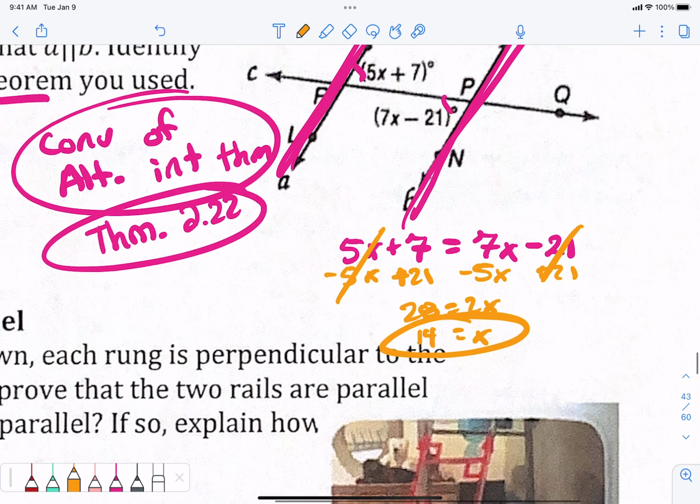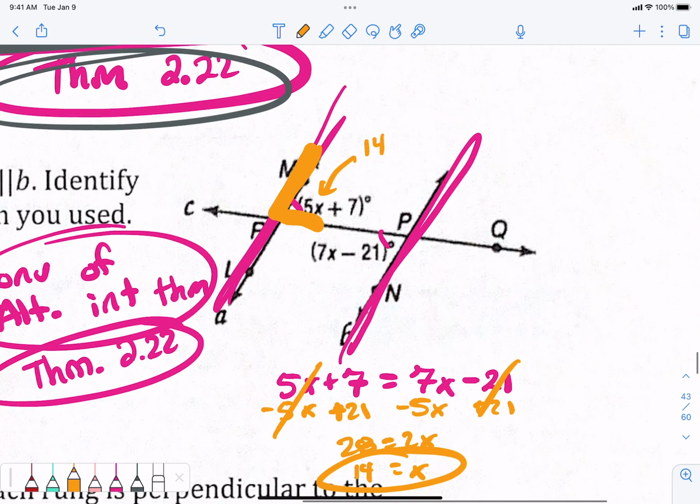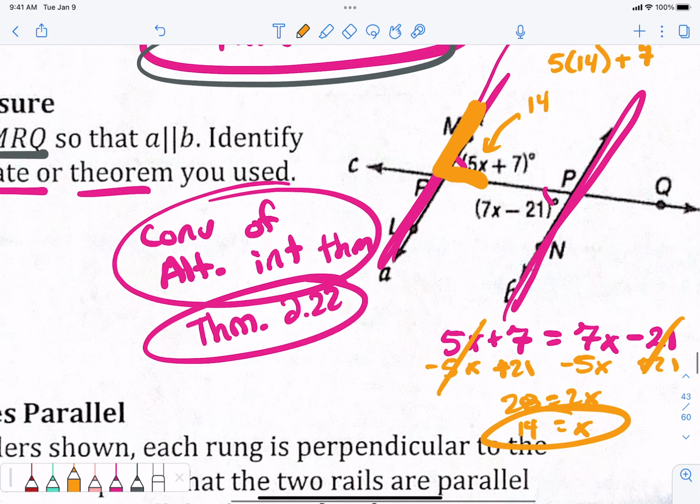They want the measure of that angle. They want the measure of this angle right here. So plug it in. Plug in 14: 5 times 14 plus 7. Did you do that in your head? Hey, good for you. Equals 77. 77 degrees. How'd you do it? I did 5 times 4 plus 50, is 70, plus 7. Yeah, that's what I did.